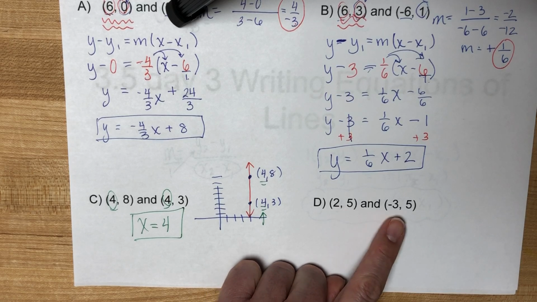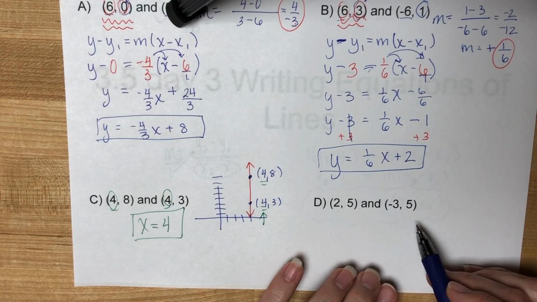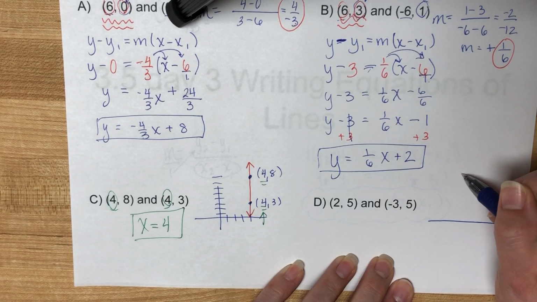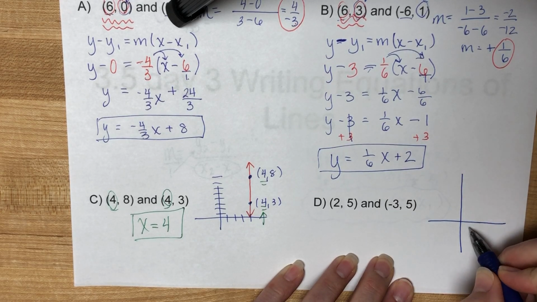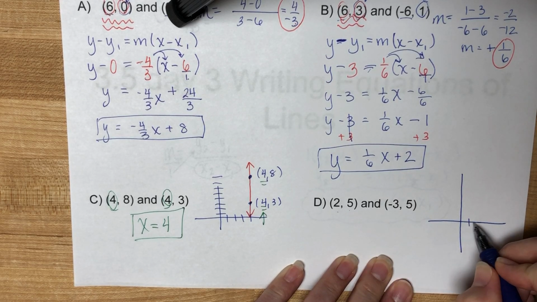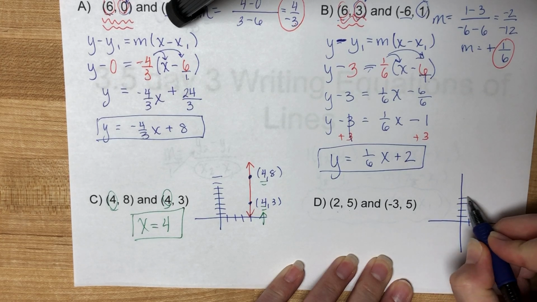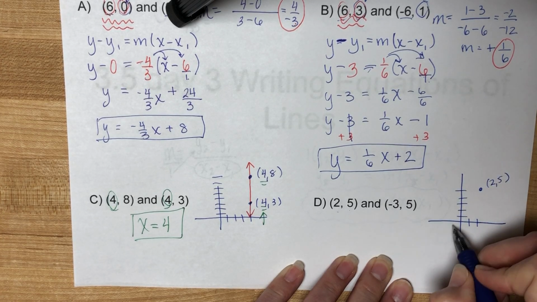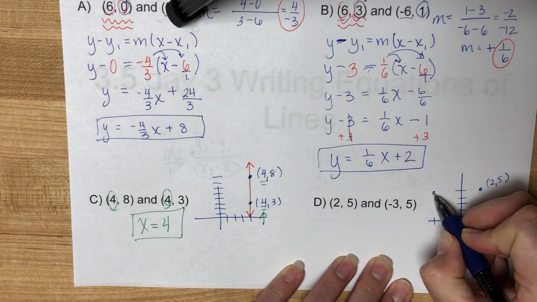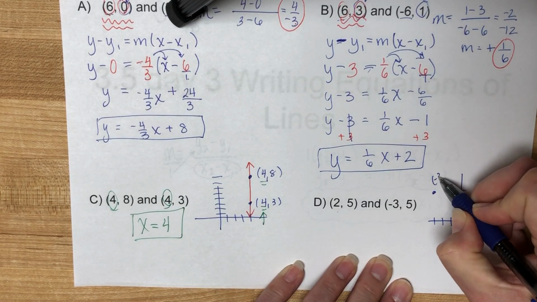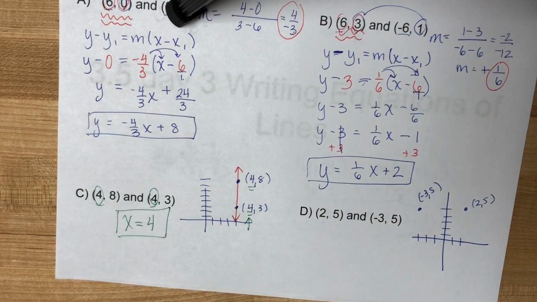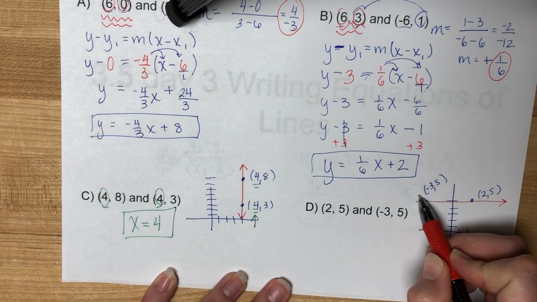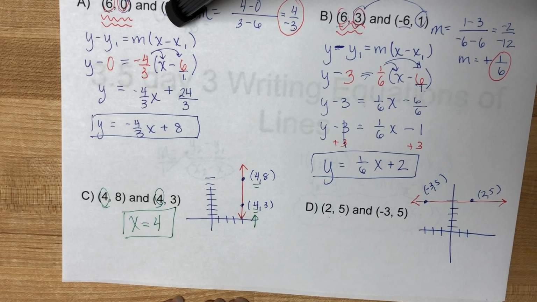Let's look at D. (2, 5) and (-3, 5). Maybe you noticed something there. But once again, I'm going to take a little bit of time just to really drive this home. If we were to make a little sketch, 1, 2, 1, 2, 3, 4, 5. There's the point (2, 5). And 1, 2, 3. (-3, 5) is right there. And we have what kind of line? A horizontal line. So the slope of 0.